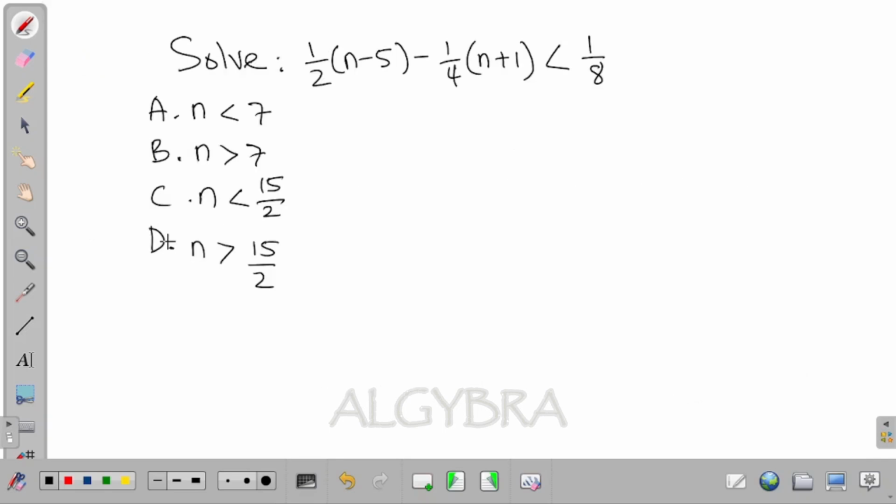So here is a mock question for you to solve. It says solve 1/2(n - 5) - 1/4(n + 1) < 1/8, right? The first option is that n is less than 7. B is n is greater than 7. Option C is n is less than 15/2. Option D is that n is greater than 15/2. Solve the problem and give me the answers in the comment section.